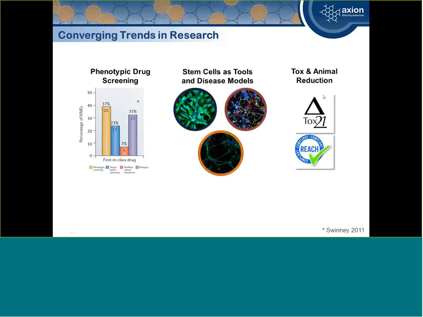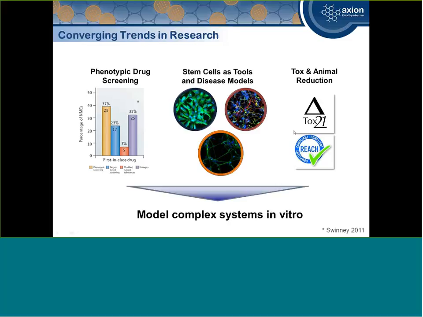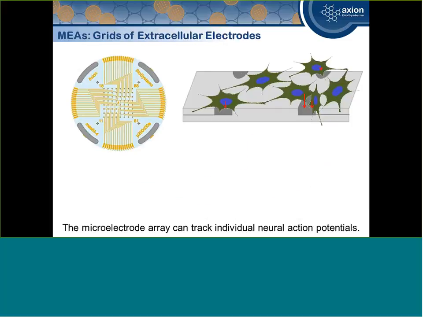Lastly, initiatives by Europe and the United States to reduce the number of animal testing in drug screening work really has made it a push for more in vitro level work on this. And all these trends have really underscored an opportunity for modeling complex systems in vitro. When it comes down to it, we need the cells, and we need technology and instrumentation that can handle the data and the information that's coming out of this technology. And this is where MEAs come in.